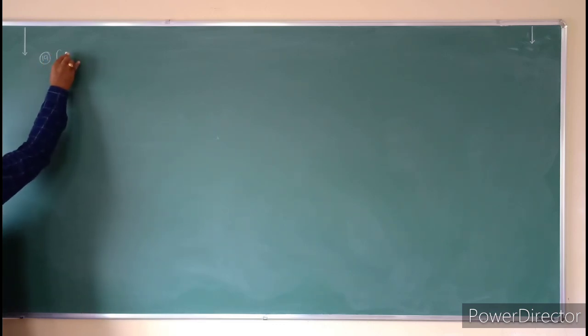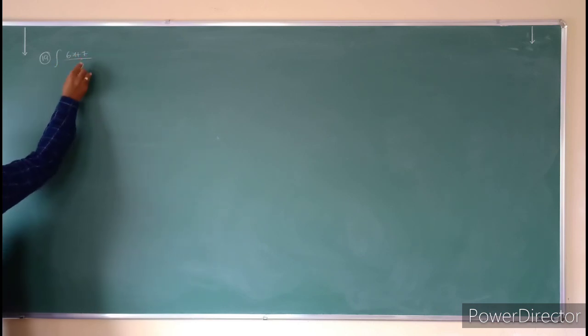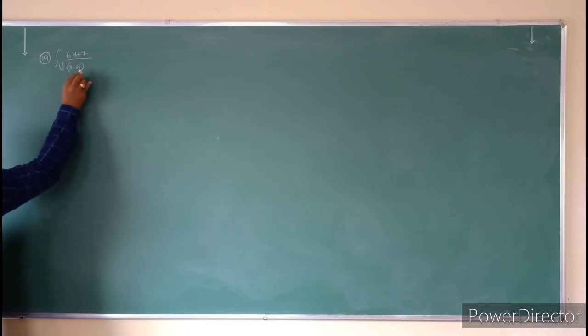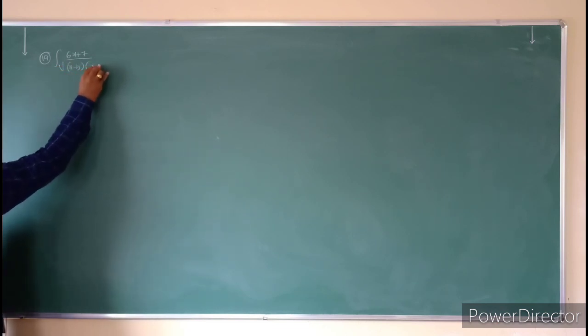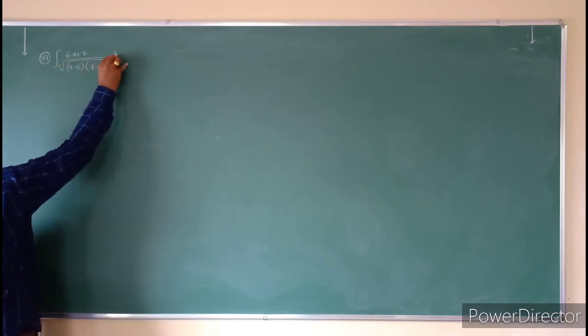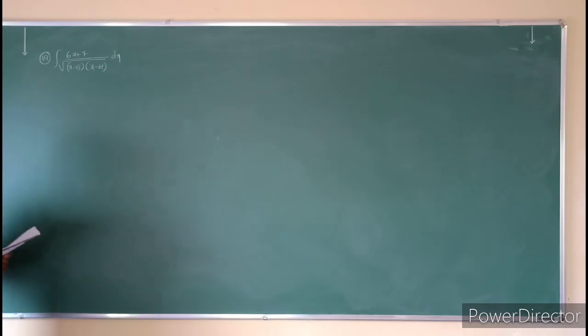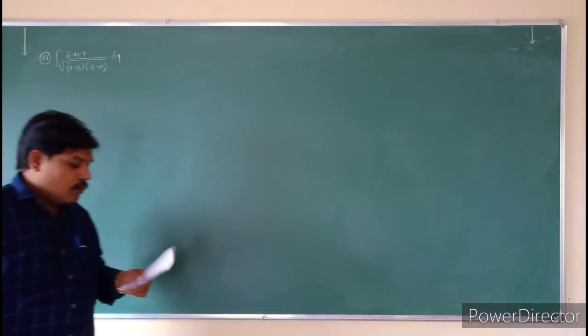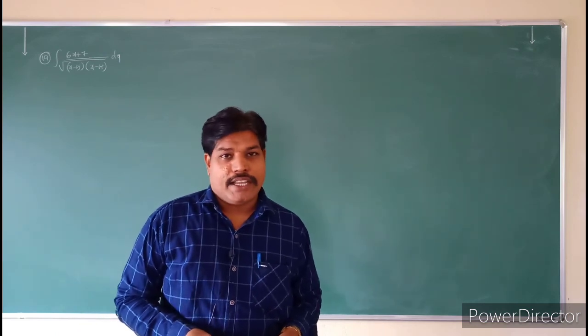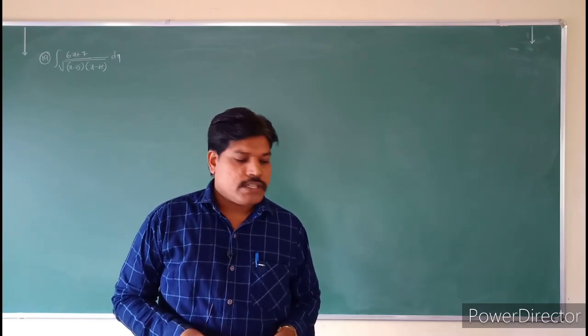Integral of (6x + 7) by root of (x − 5) into (x − 4) into dx. See this question, students, how to solve that.